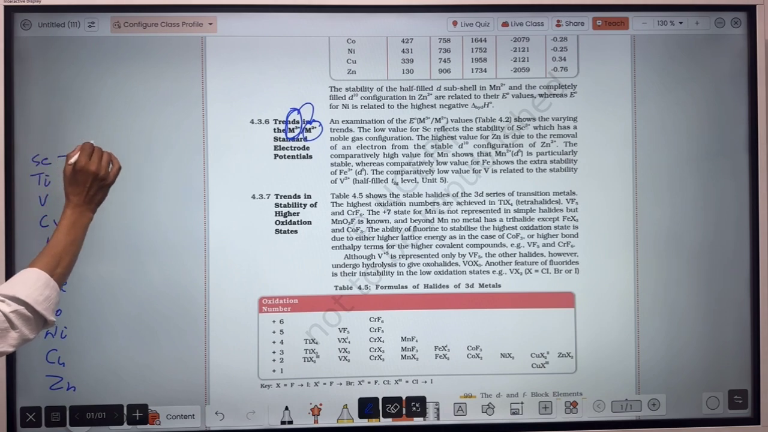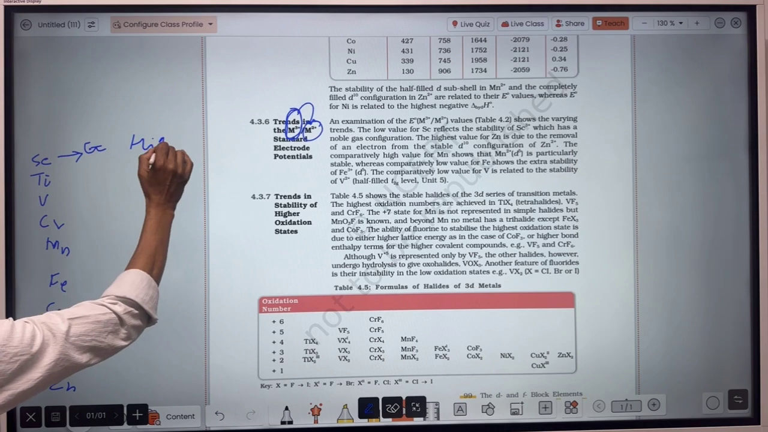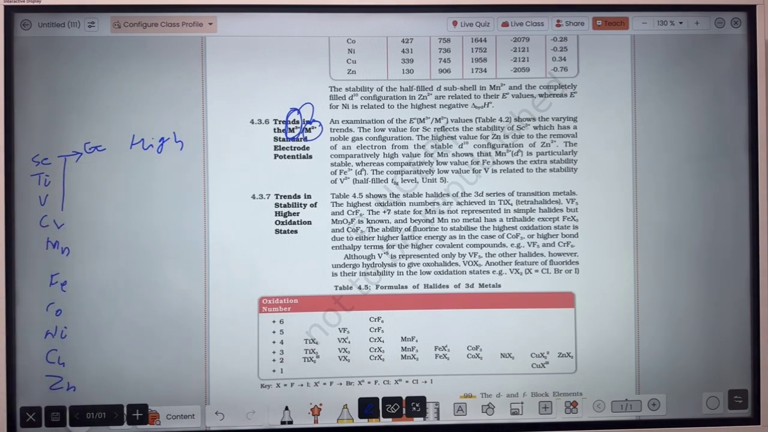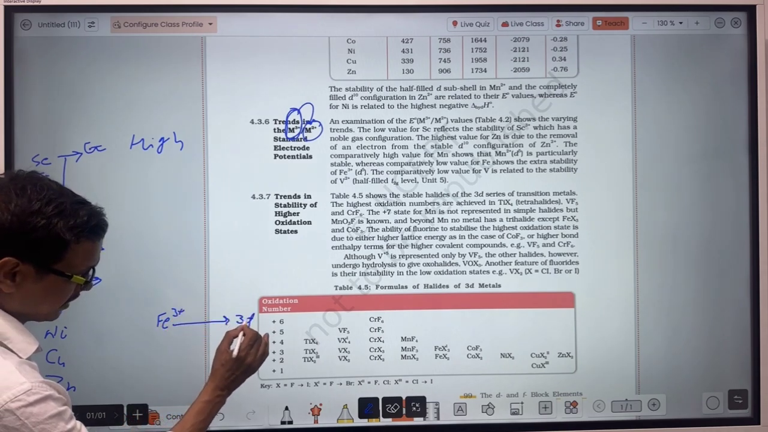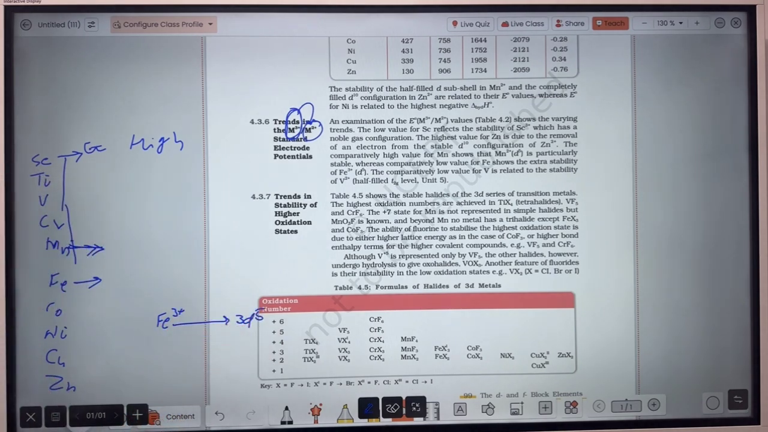Scandium is stable in the +3 oxidation state because it acquires a noble gas electronic configuration, so the value will be very high. No exception there. Then consider manganese: the +2 oxidation state is more stable, so the value will be less negative. Then let's come to iron. Iron in the +3 oxidation state contains a half-filled 3d5 orbital. So iron has greater stability in the +3 oxidation state compared to the +2 oxidation state.